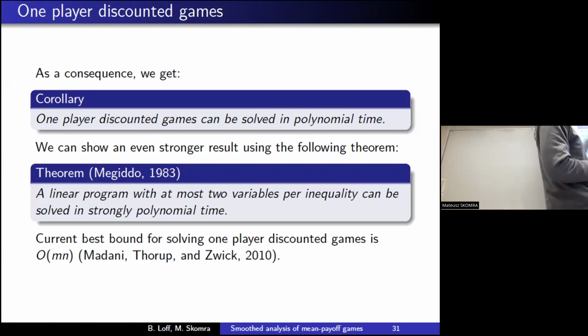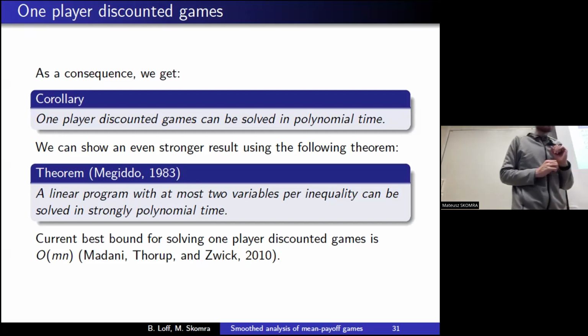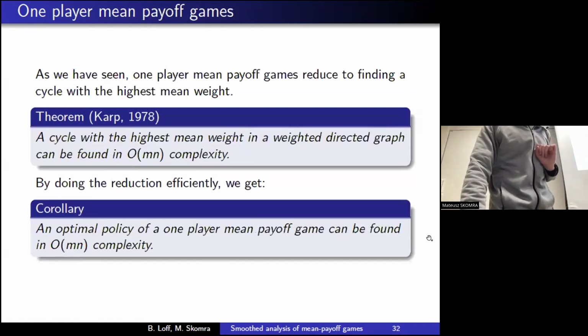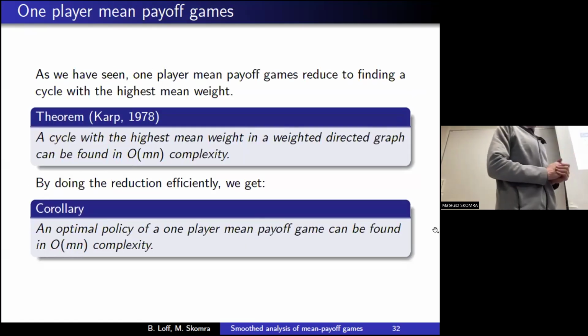This is a general theorem, and there are a lot of papers trying to improve this for linear programs with two variables per inequality. But there are also people who try to improve this for these peculiar programs. And the current best is O of Mn, where n is the number of vertices and M is the number of edges. So in this time, you can solve a one-player discounted deterministic game. Very nice.